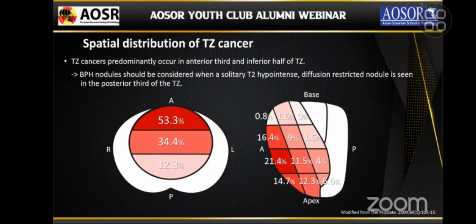This figure shows the distribution of TZ cancers. TZ cancers predominantly occur in the anterior third and inferior half of the TZ, and less frequently in the posterior third. Therefore, if a solitary lesion is found in the posterior third of the TZ, it is more likely to be BPH rather than cancer. I cannot say that this is always the case, but it can be helpful in making a decision in equivocal cases.